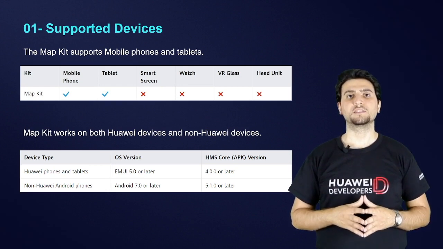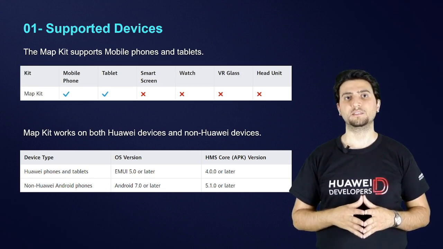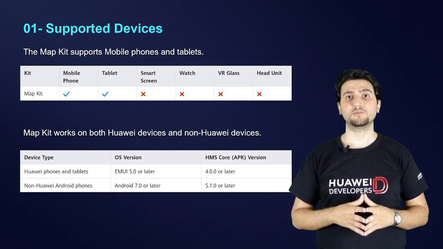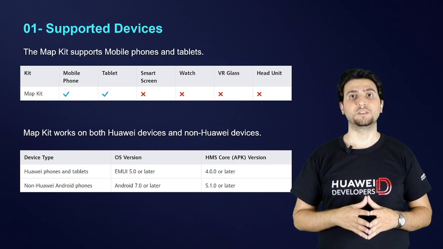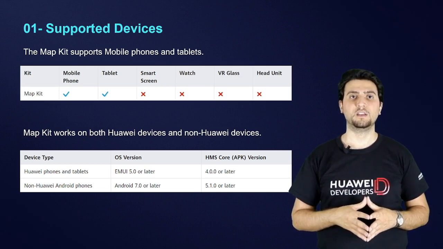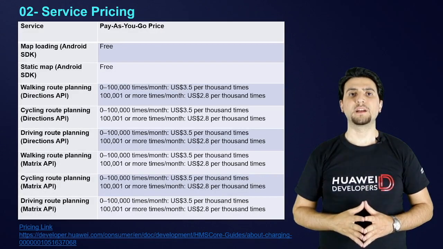For the Huawei phones and tablets, the EMUI version of the device should be 5.0 or later, and the HMS Core version should be 4.0.0 or later. For the non-Huawei Android phones, the Android version should be 7.0 or later, and the HMS Core version should be 5.1.0 or later.